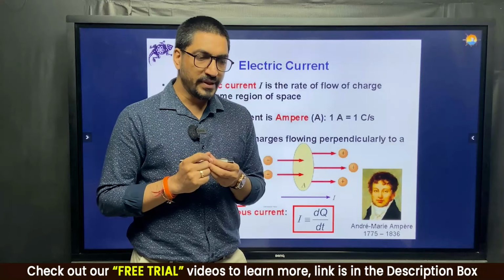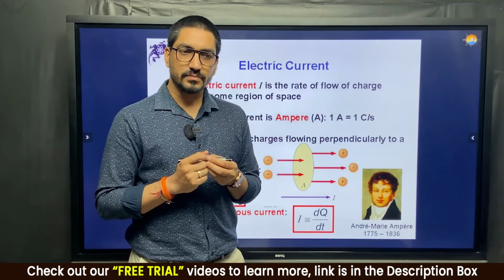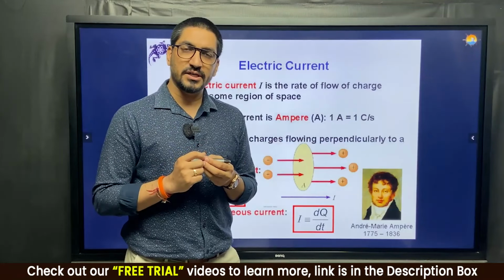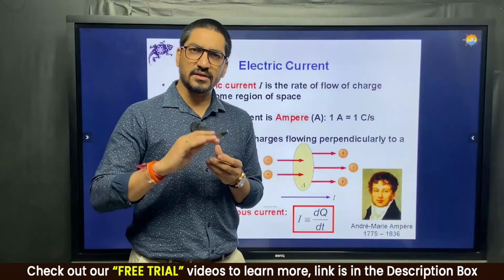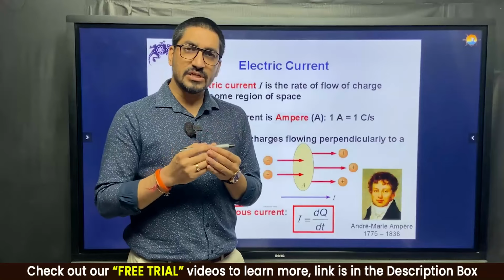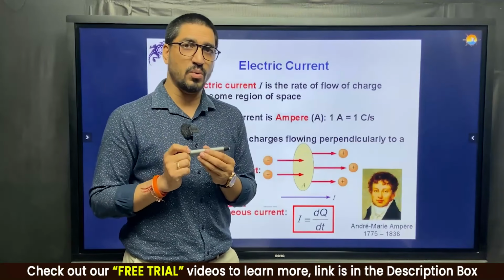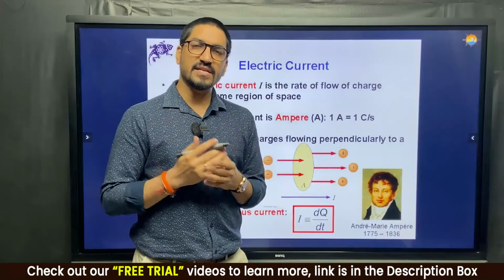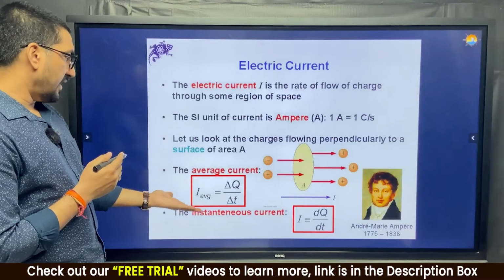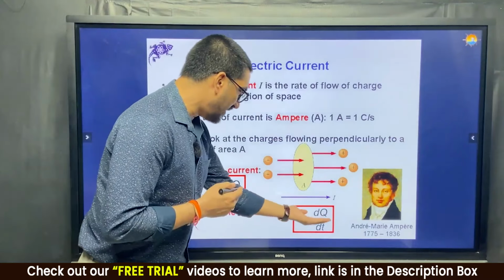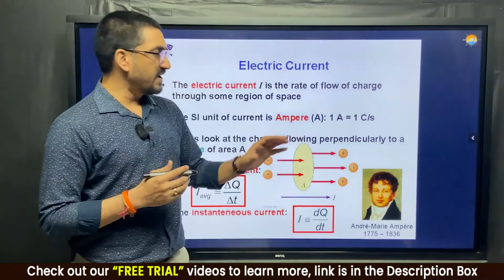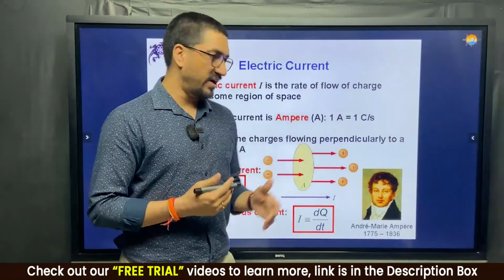For example, in the air conditioning system in your house, let's say it is a 1.5 ton AC, running current is normally around 6-7 amps. So let's say 6 amps, that means 6 coulombs of charge is flowing through the wire in 1 second. So that's the concept of current, right? Okay, so we can divide it into instantaneous value, where it is dq by dt, or an average value, delta q by delta t. So I hope the definition is clear, the units are clear. Let's move ahead.